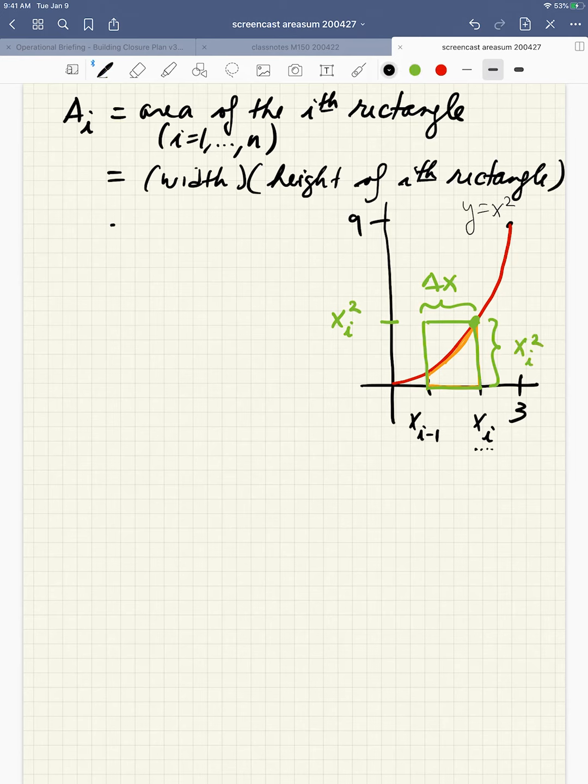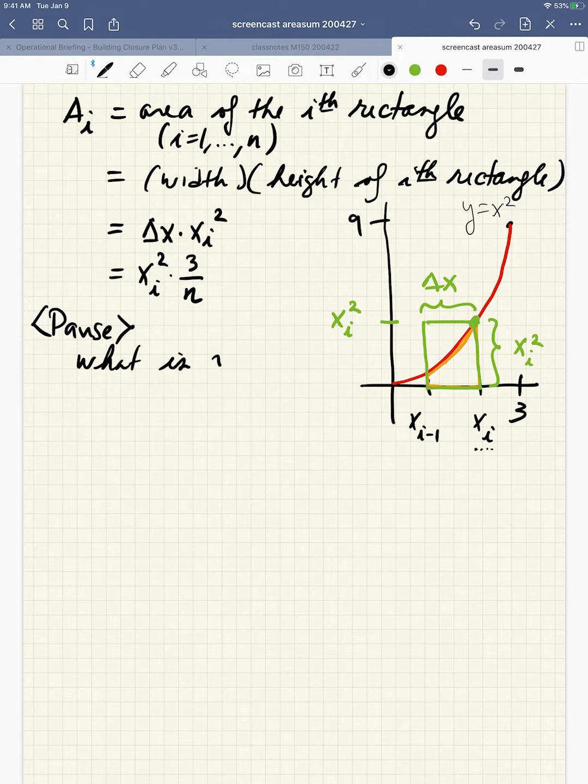Okay, so let's go back up here, continue this formula. The width is delta x, the height is xi squared. So I'm going to do xi squared times 3 over n. Now we can find a formula for xi. Okay, so we'll pause this calculation to ask what is xi.